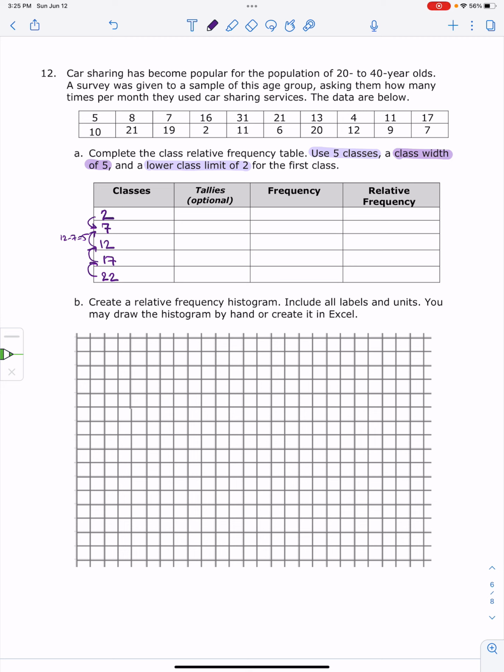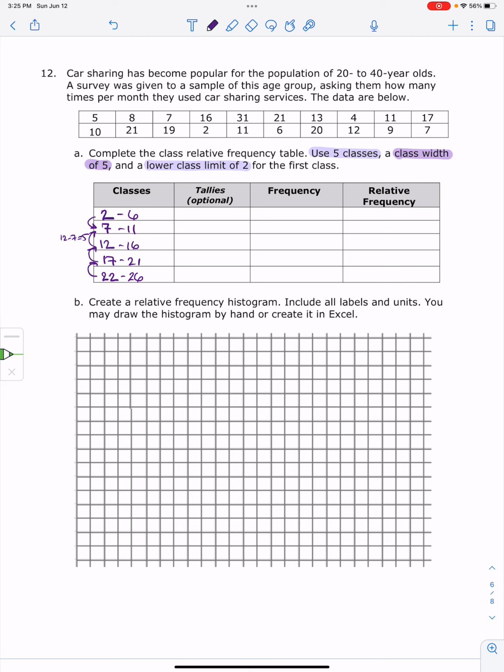Okay. So I've got my lower class limit of 2 for the first class. I've got class widths of 5. All of my lower class limits are 5 apart. So now I'm going to fill in the top end. My first class goes from 2 to 6. I got 7 to 11, 12 to 16, 17 to 21, 22 to 26. Okay, and we'll add in the next one when we need it.